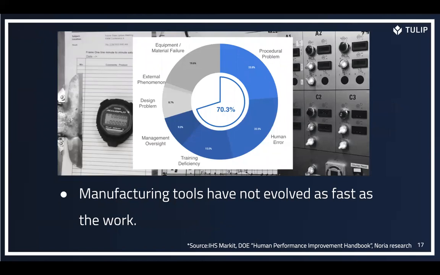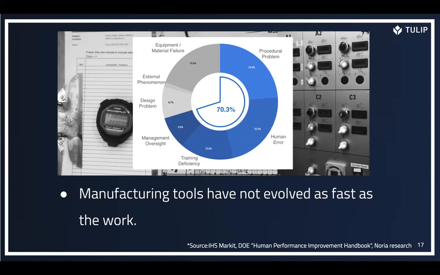Part of the reason that so many manufacturers are pushing for full automation comes from the fact that humans aren't perfect. They make mistakes, and then sometimes they make a lot of mistakes. And there's a lot of research that suggests that 70 to 80% of problems in a factory can be traced back to human performance. But it's not necessarily accurate to say that human error is the problem itself. Rather, most human error is attributable to system or workplace design and not to individual mistakes. And this has to do with the fact that manufacturing tools have not evolved as fast as manufacturing work.